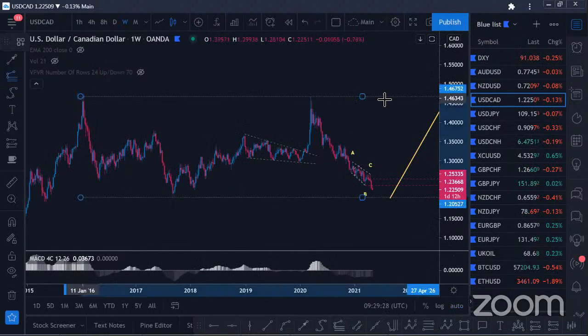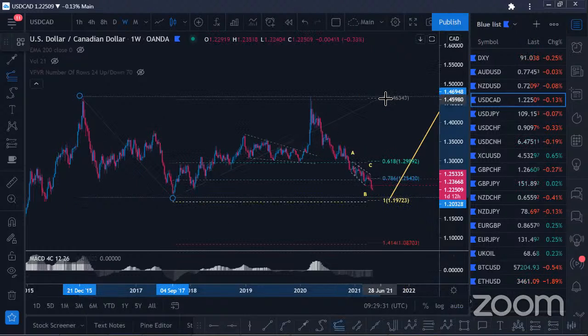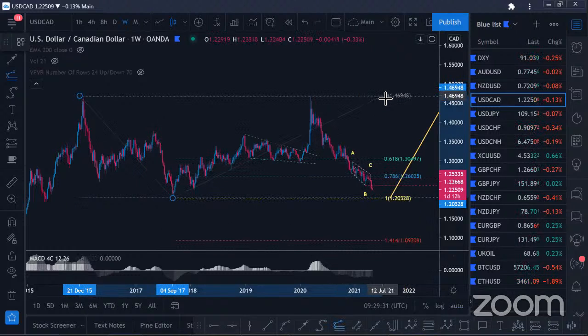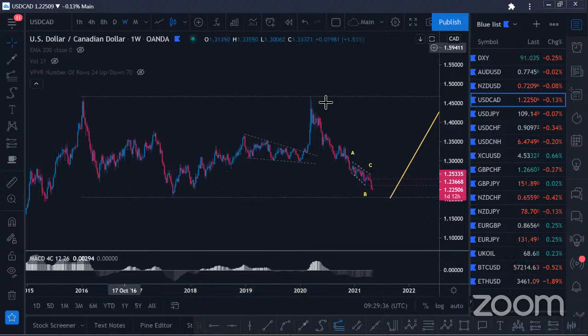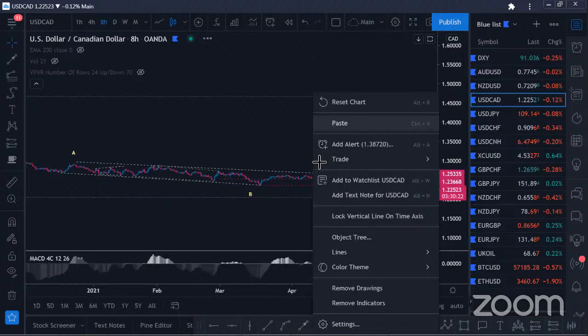But again, very close to that turning point. As you can see, the full turning point is around about 120.32. So not that far off. Just have to see what's going to develop over the next few days. Nothing really to trade there.